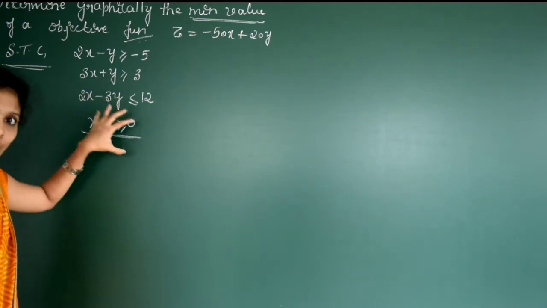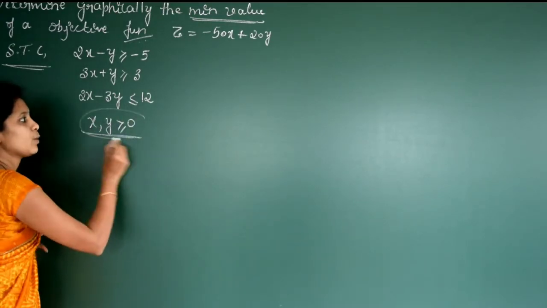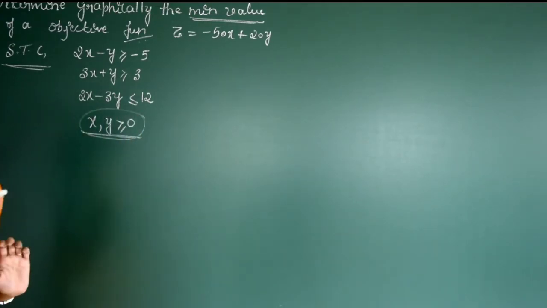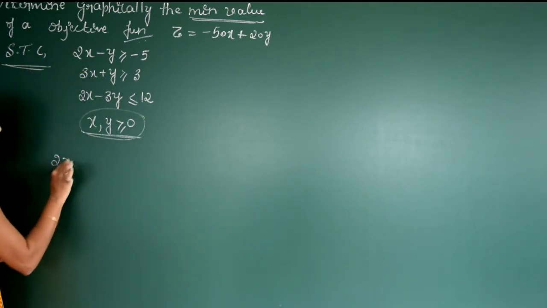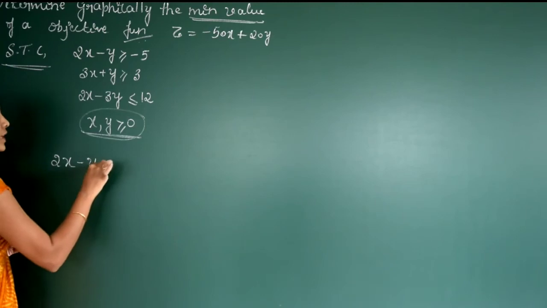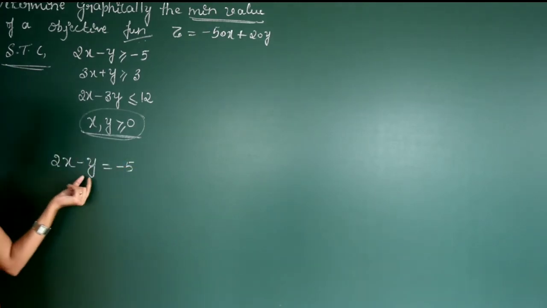For this, you have to find the solution region. And one more thing you have to remember, the values of x and y should be positive. Now let us consider the first equation. See here, 2x minus y is equal to minus 5 is given.